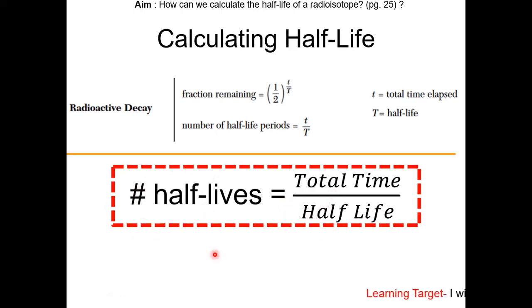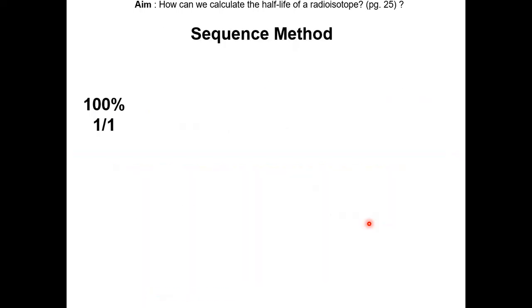You have to memorize this equation. The half-life can be found on Table N in your reference table. I'll show you two methods involving this equation. The first method is the sequence method.